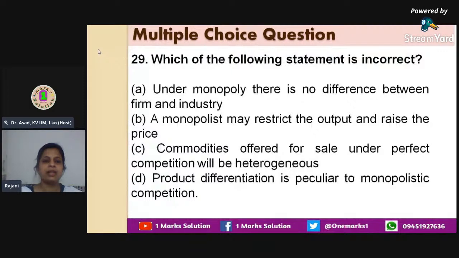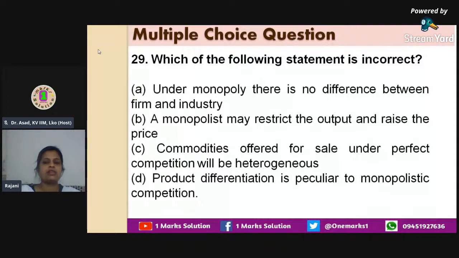Next question. Which of the following statements is incorrect? Under monopoly, there is no difference between firm and industry. We are asking for the incorrect option. In economics there is more chance of confusion, so please read the question carefully, and answer based on your concept understanding. If you don't know the concept very well, there is a greater chance of choosing an incorrect option. So please read the options carefully.